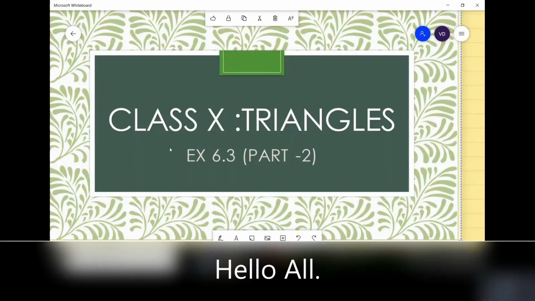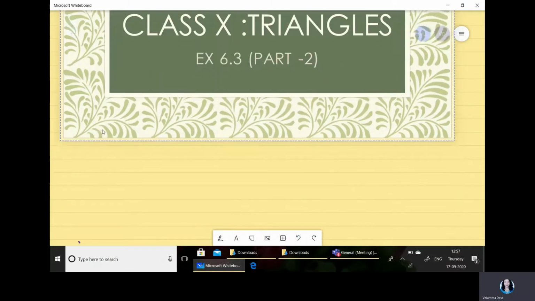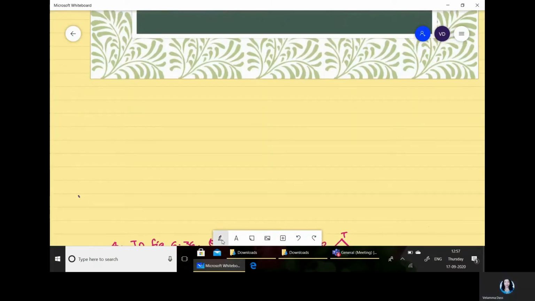So we are going to do class 10 triangles, that is exercise 6.3 part 2. Now we have already learnt that there are three criteria for similarity of the triangles. The three criteria for the similarities are AA test of similarity, SSS test of similarity, and SAS.